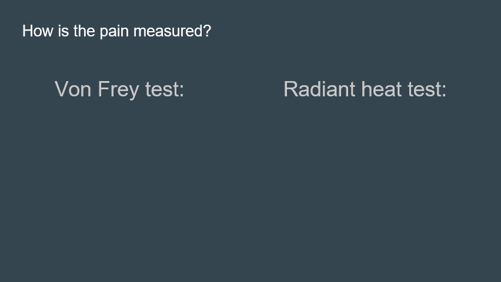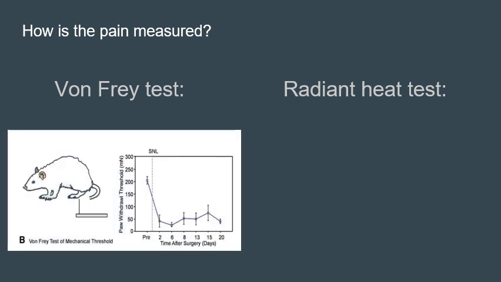Two quantitative methods used to measure pain in rodents are the von Frey test and the radiant heat test. In the von Frey test, monofilaments with different bending forces are applied to the plantar surface of the foot. The threshold force for paw withdrawal is measured to quantify pain. In the graph shown, the withdrawal threshold in rats was greatly reduced after nerve injury was induced.